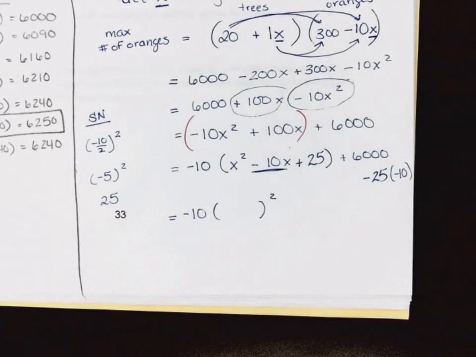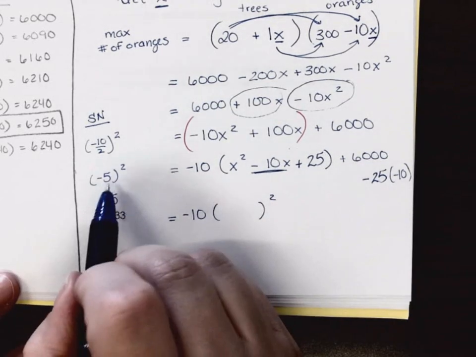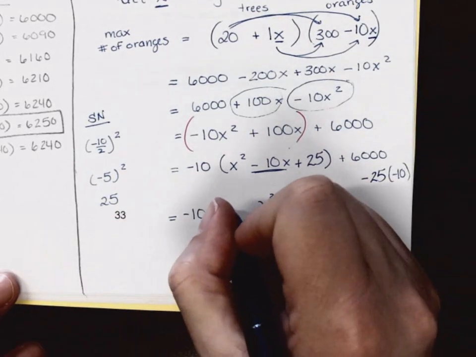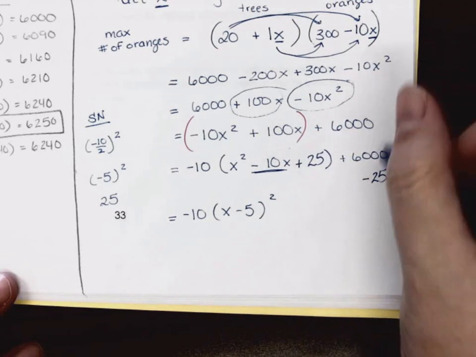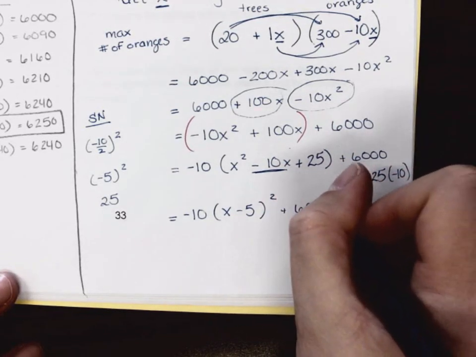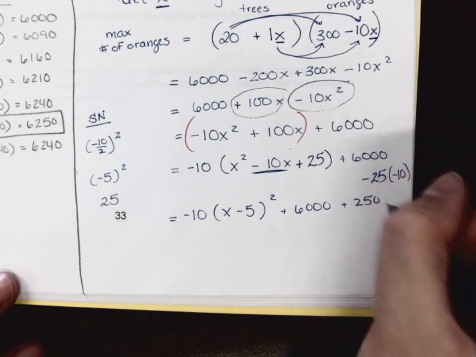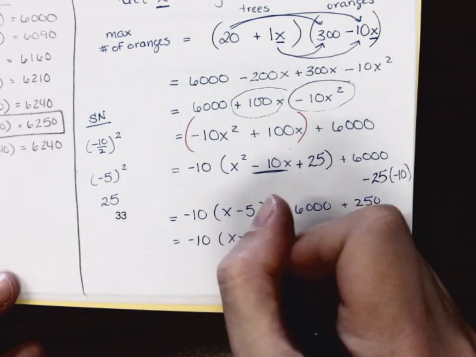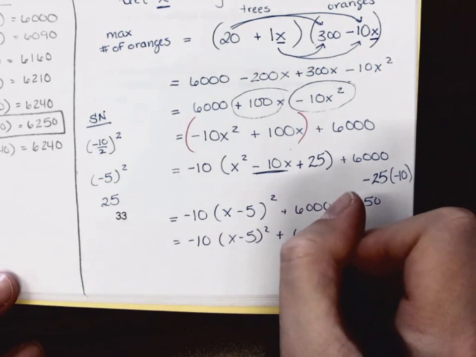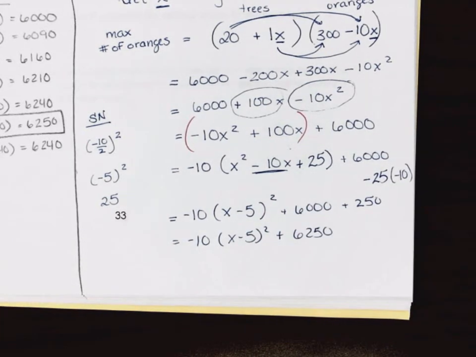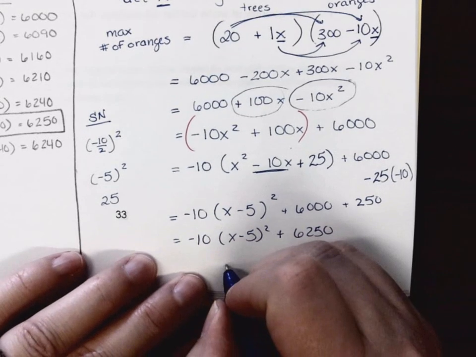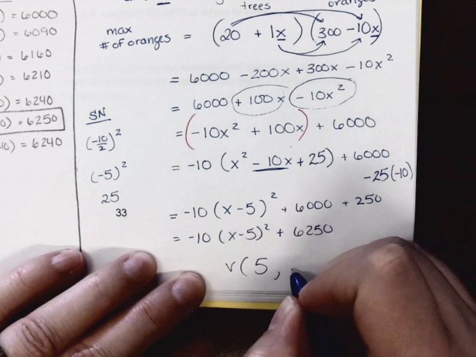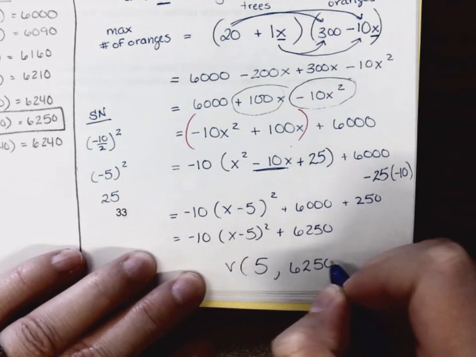What goes inside that bracket? Negative 5. Remember, it's that piece right here, so it's going to be x minus 5. And then I got to do this math. I got 6,000 plus 250. All right, that doesn't tell me a whole lot, but it does tell me where my vertex is. So my vertex is at 5 and 6,250.